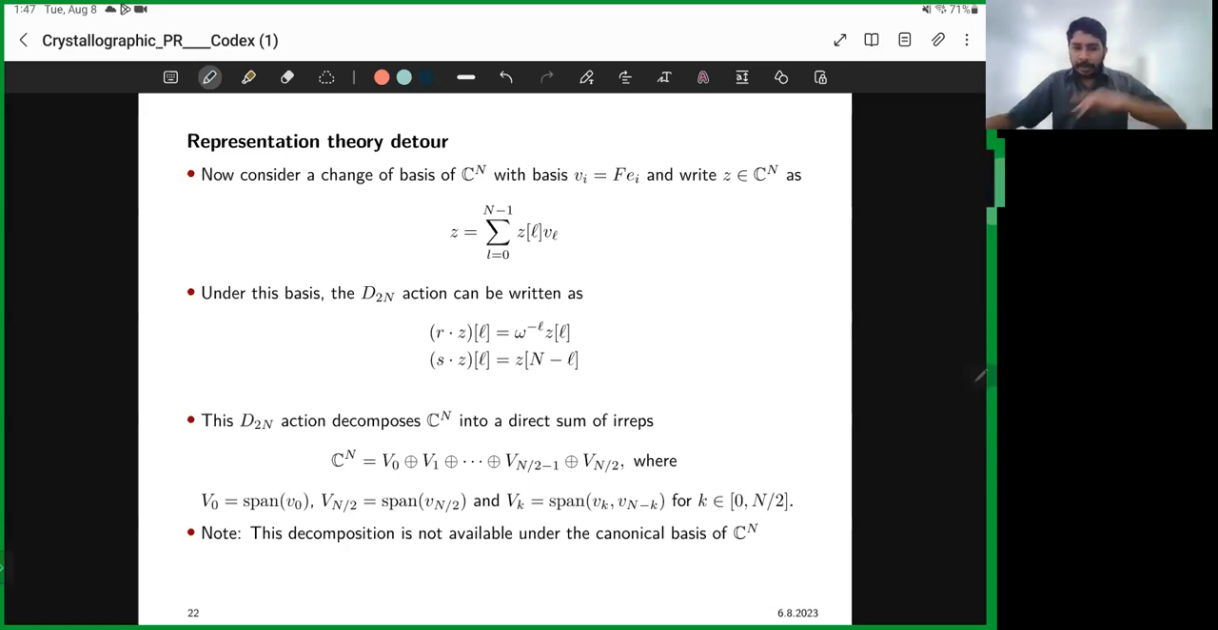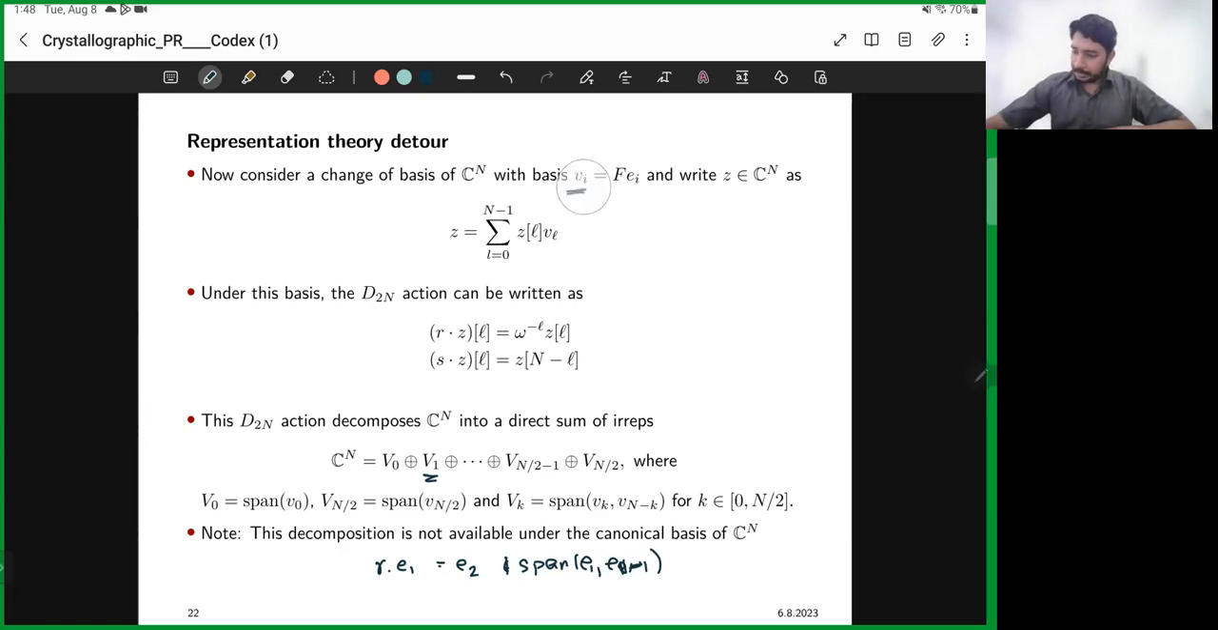You might ask, why couldn't I do this trick before when I was in the canonical basis? Well, this decomposition is not available under the canonical basis. For instance, if I take R and rotate e_1, I get e_2. That's not in the span of e_1, e_{n-1}. Right, so this decomposition is not available in the canonical basis, which is why we need to change the basis into the Fourier basis to get this decomposition.